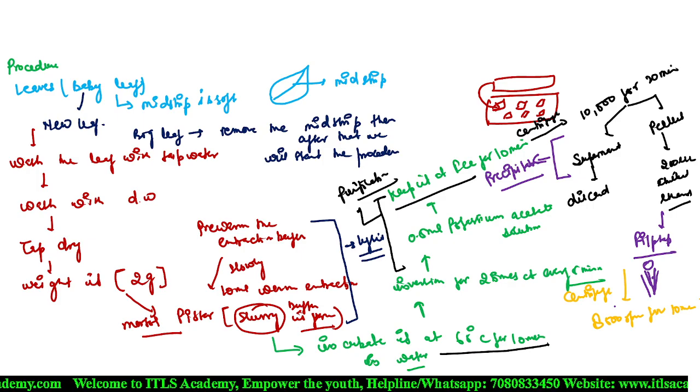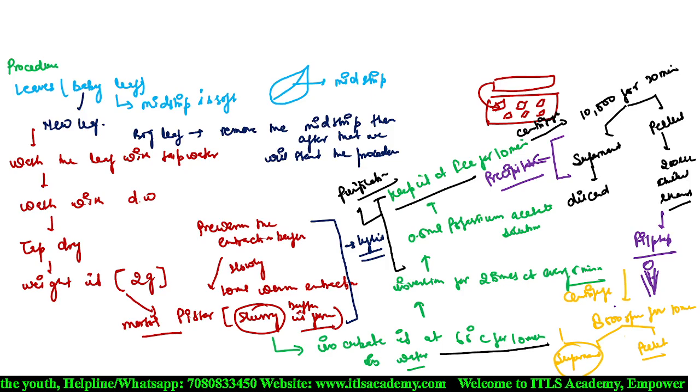Again you get supernatant and pellet. Discard this supernatant. And the pellet, you have to air dry. Why the air dry? So that the smell of the ethanol will be removed. Clear?